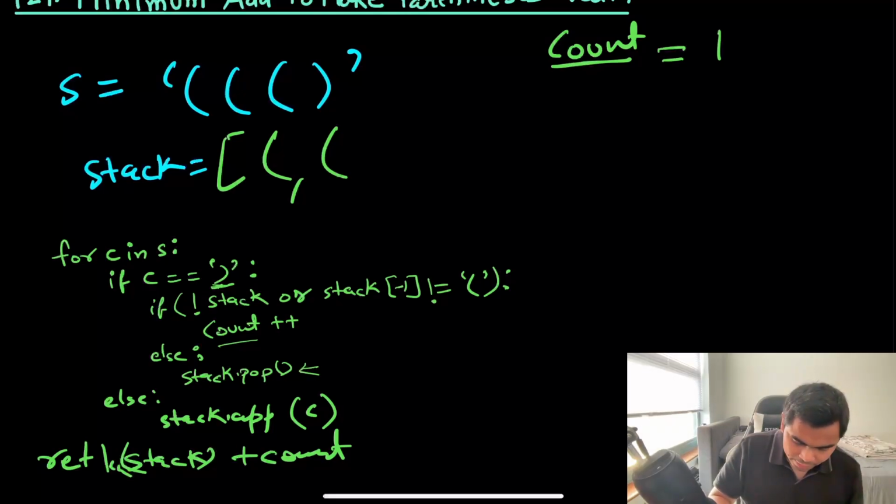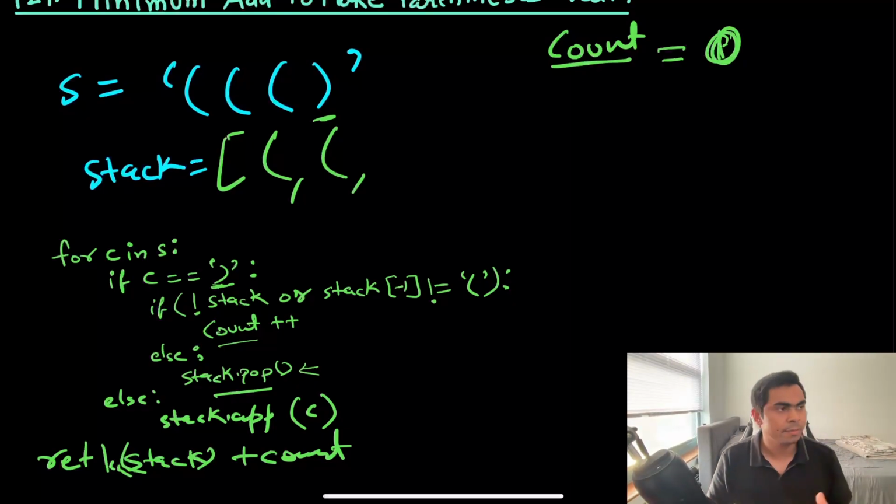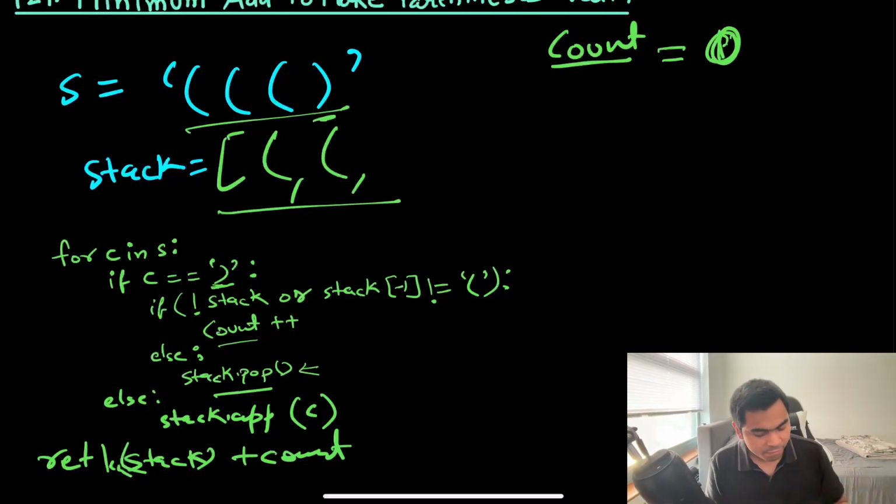So I appended this, then I see another opening bracket, then I see a closing bracket. I'll come here, the stack is not empty, so I'll just pop it. So I'm popping one of these. Now my count is still 0 because I have not incremented anything for this example, but my stack is still non-empty with two opening brackets, which definitely need two closing brackets.